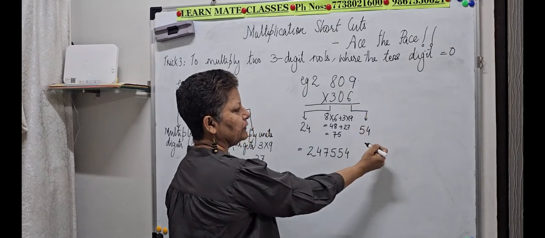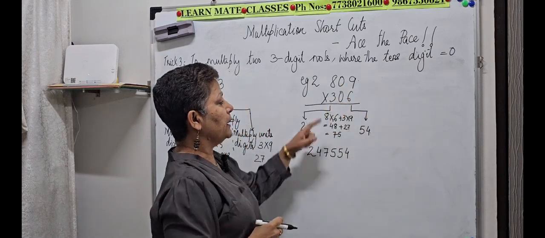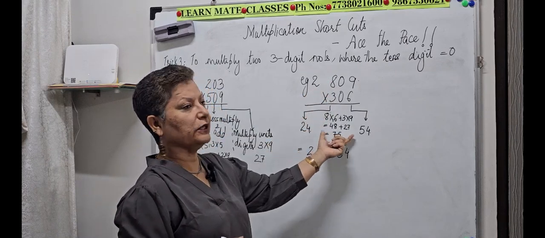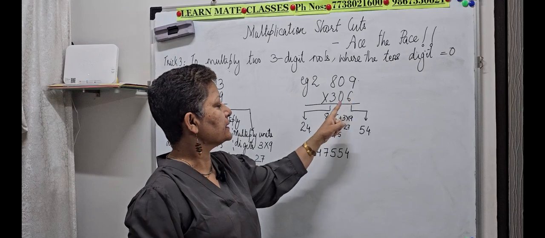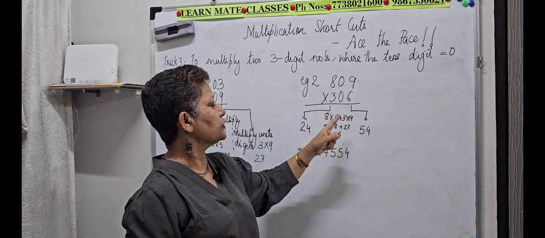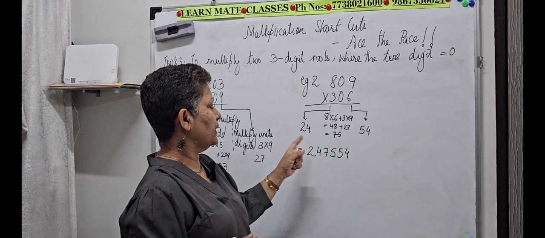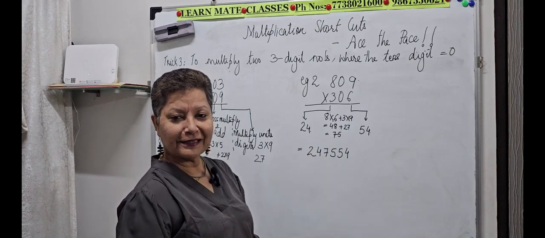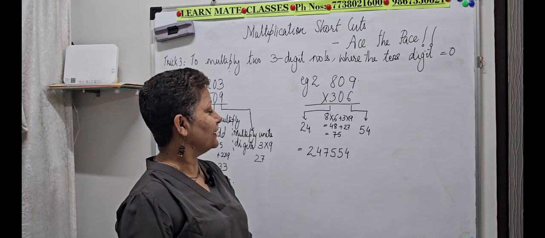9 into 6 gives you 54. For the first two digits, multiply the hundreds place digits. 8 into 3 gives you 24. For the center two digits, cross multiply: 8 into 6, that's 48. 9 into 3 is 27. Add them up, 75. So your final answer is 247554. Easy, isn't it? And not only easy, it's also very quick.